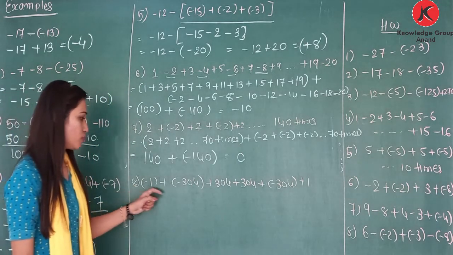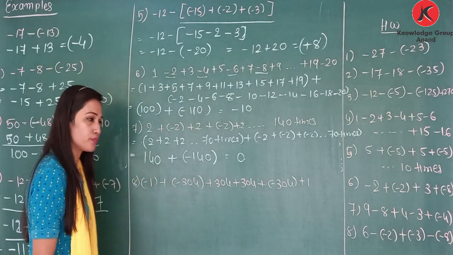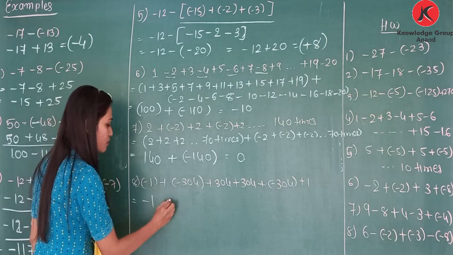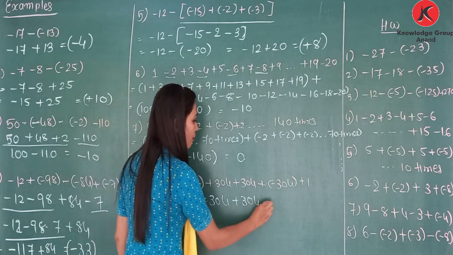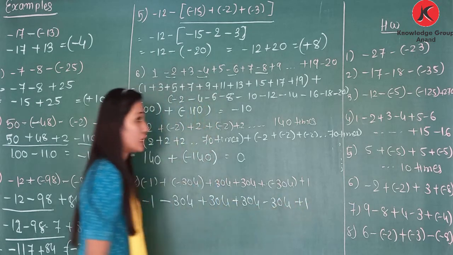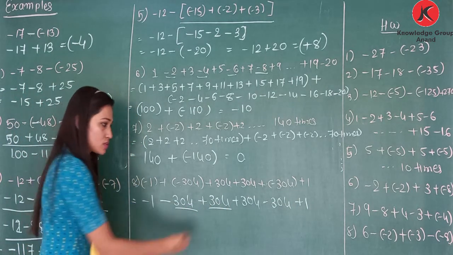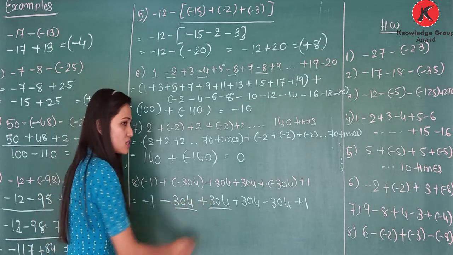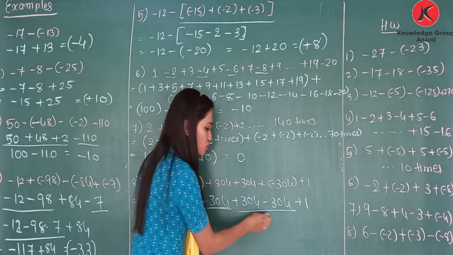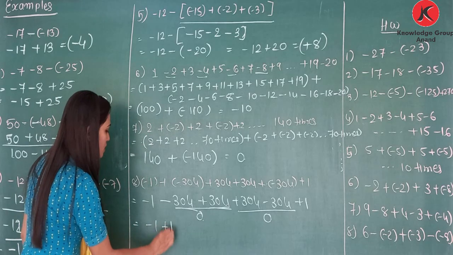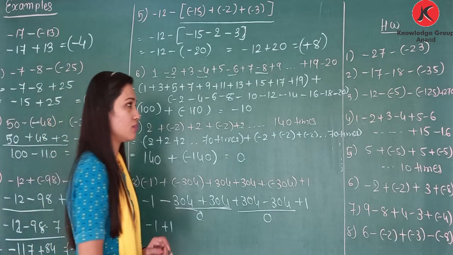Next one, minus 1 plus minus 304 plus 304 plus 304 plus minus 304 plus 1. Let's change the sign. Minus 1 plus minus minus 304 plus 304 plus 304 minus 304 plus 1. Now if the numbers are same and signs are different, numbers are 304 but this is positive, this is negative, so that gives 0. One positive, one negative, numbers are same, so this is 0. And minus 1 plus 1 is also 0. So the answer of this question is 0. Now here some examples are given that you need to solve.